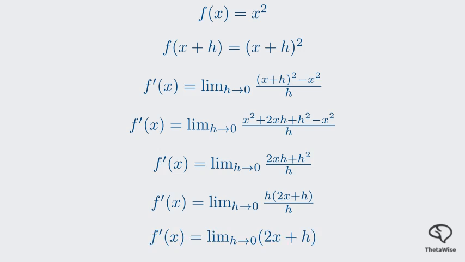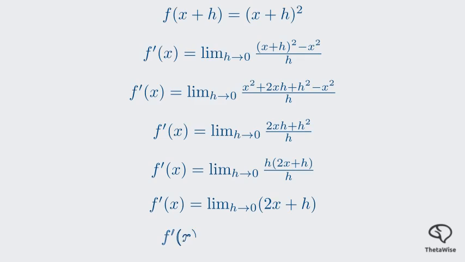Now we can finally substitute h equals 0. Plugging in h equals 0, we get 2x plus 0, which is just 2x. So the derivative of x squared is 2x. Let's recap. We successfully used the limit definition to find the derivative of x squared.